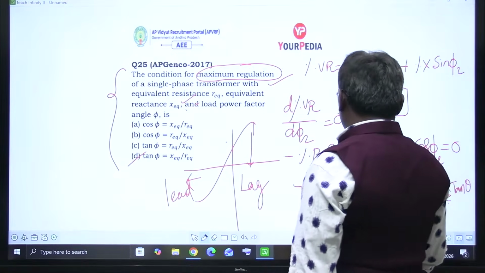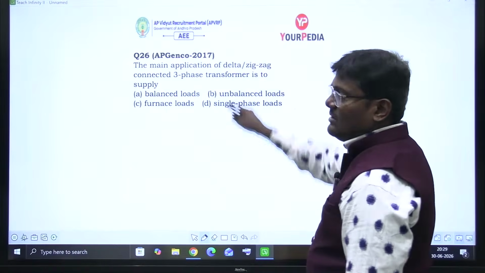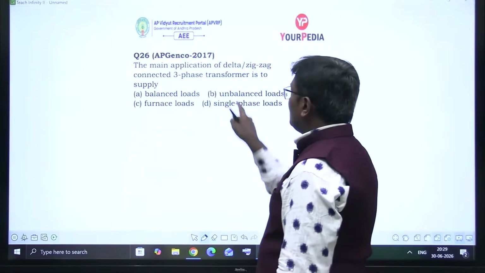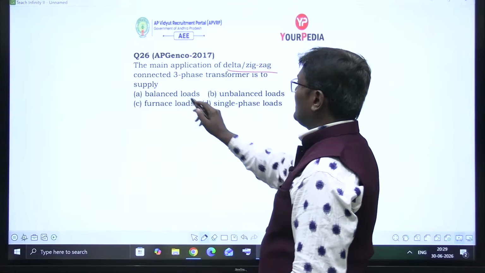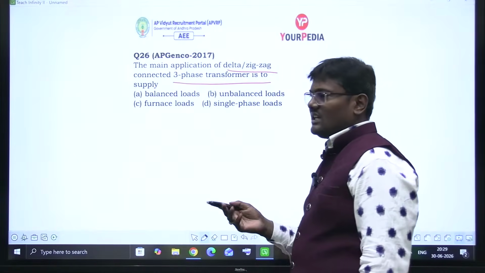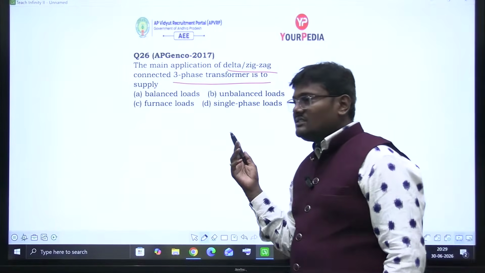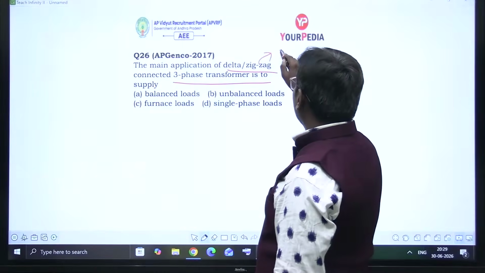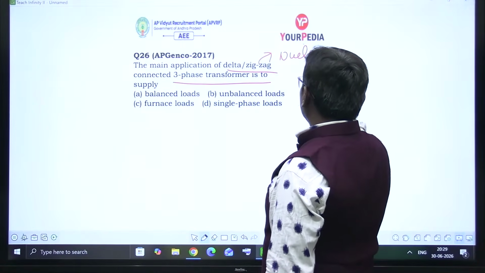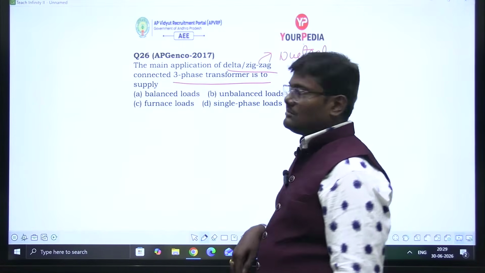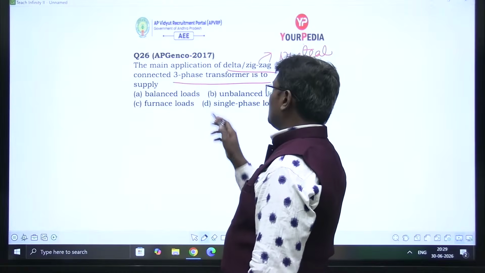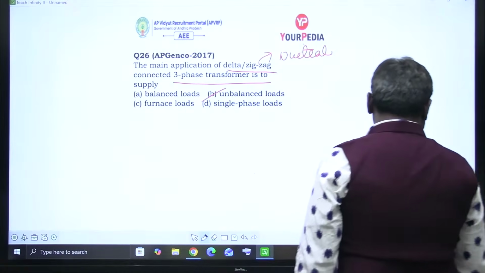Okay, so now the APGENCO 2017 question: the main application of delta by zigzag star. So it's a direct question only. In the zigzag star, the neutral point is available, so obviously it can be used for balanced and unbalanced loads. Especially it is used for unbalanced loads.